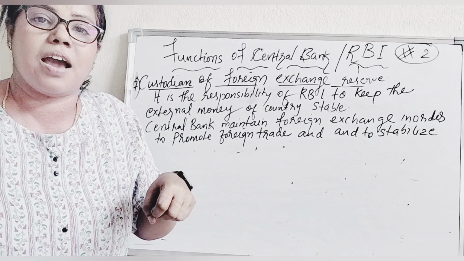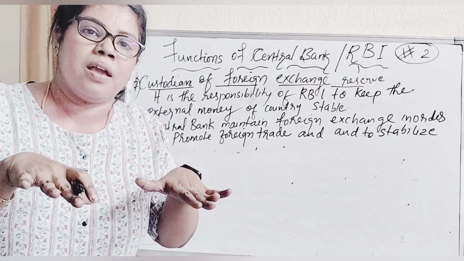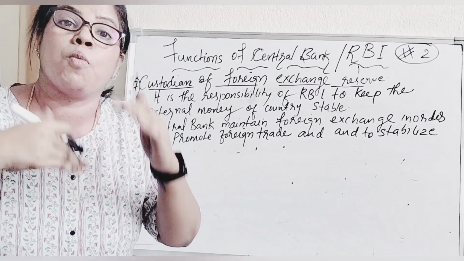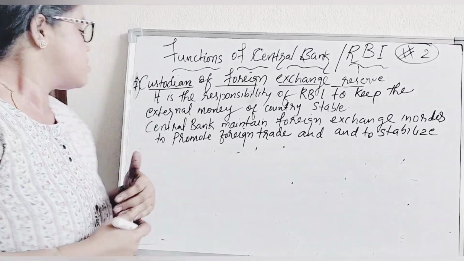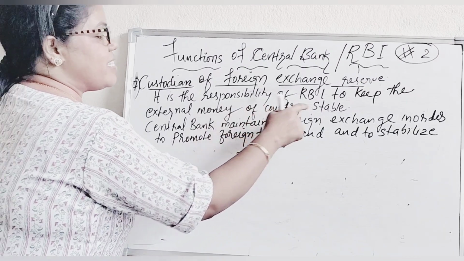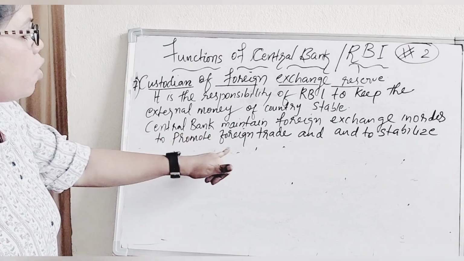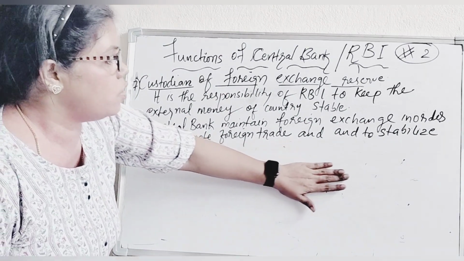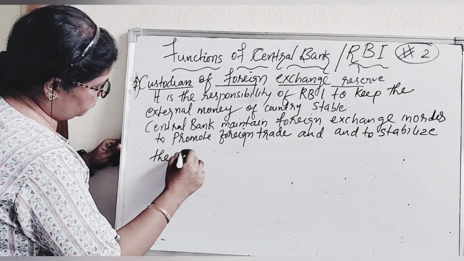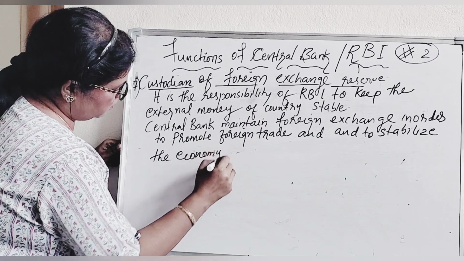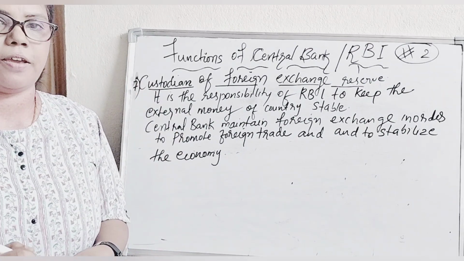Foreign exchange is kept with RBI. What is the purpose? For stabilizing the economy, balancing the economy, and promoting international trade. Understand? So the external money of a country is kept stable and the central bank maintains foreign exchange in order to promote foreign trade and to stabilize the economy. So this is the seventh function of RBI.